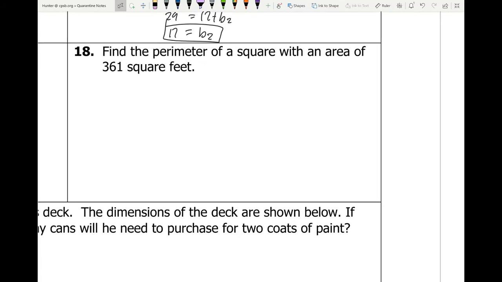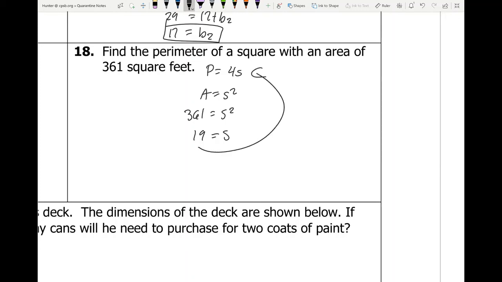Find the perimeter of a square with an area of 361 feet. So, perimeter of a square is 4 times s. Area of a square is s squared. We know the area, so plug that in. 361 is s squared. Take the square root of both sides. I get that s is equal to 19. Now I plug whatever I get for s into the perimeter formula. So the perimeter is equal to 4 times 19, which is 76. And this is just feet, not square feet.